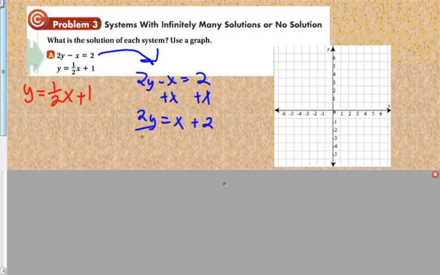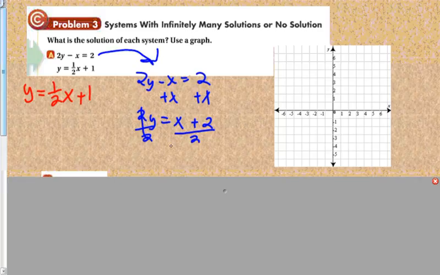2y equals, we'll put the x part in front, positive x plus 2. And then we'll divide by 2 to get that y by itself. Divide by 2 over here. So when you divide by 2 in the two parts here, we end up with y equals 1x over 2, so it would be 1 over 2x, plus 2 divided by 2 would be actually 1. So you might notice something about them right away, but let's graph them just to see.